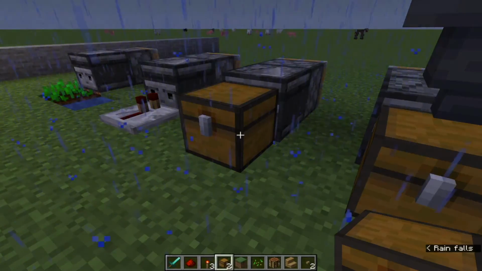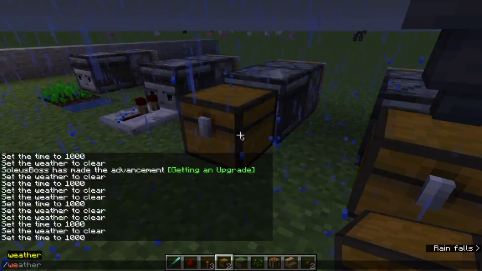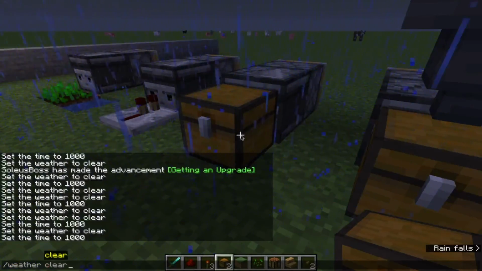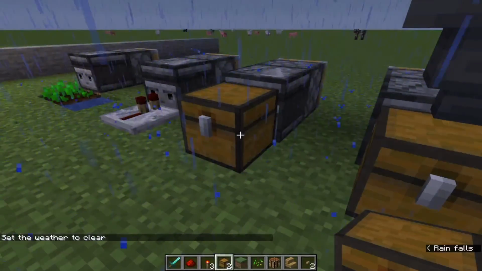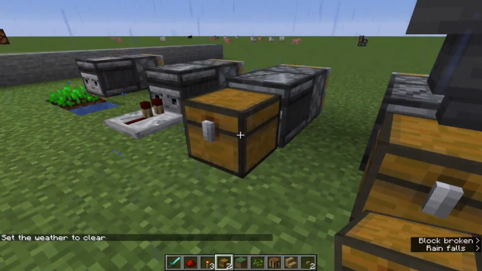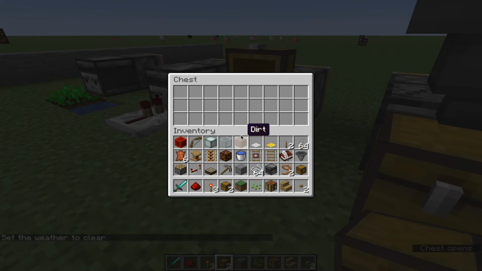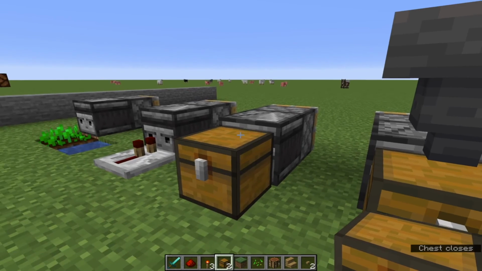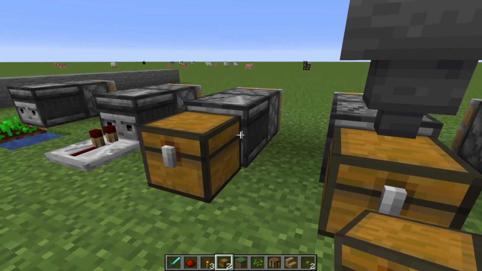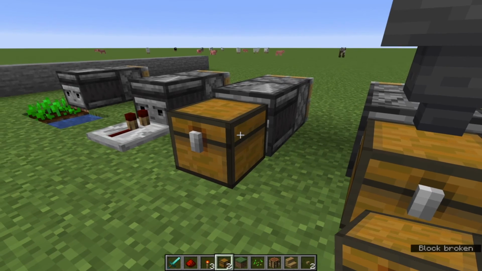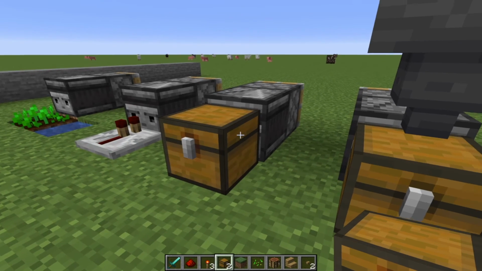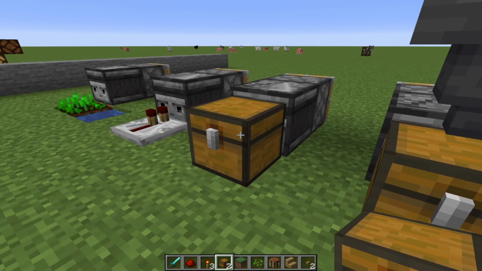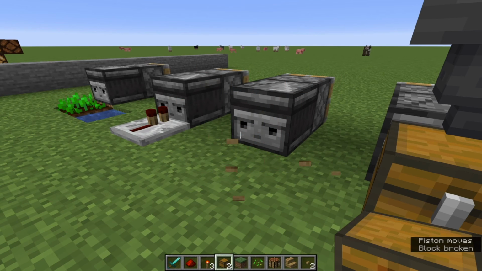Now it's raining again. I'm getting really sick of this. If I were to open a trapped chest, do you think it's going to cause some kind of activation? I guess not. So, the observer itself does not take redstone signals. It does not get activated the same way that a redstone power component will activate the block adjacent. All it's doing is detecting a change in state.